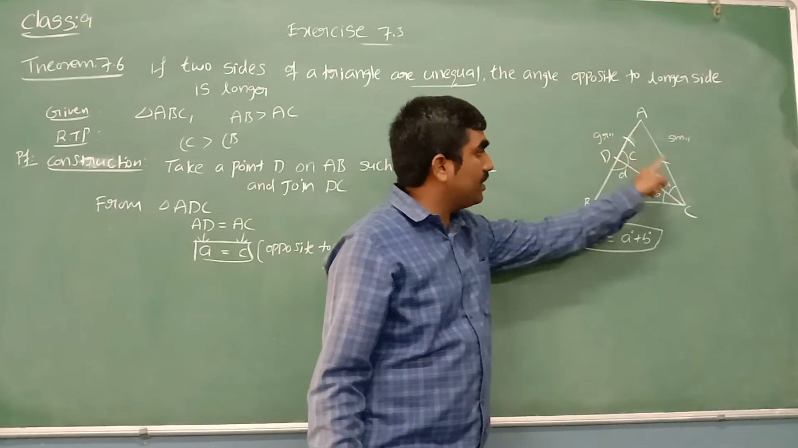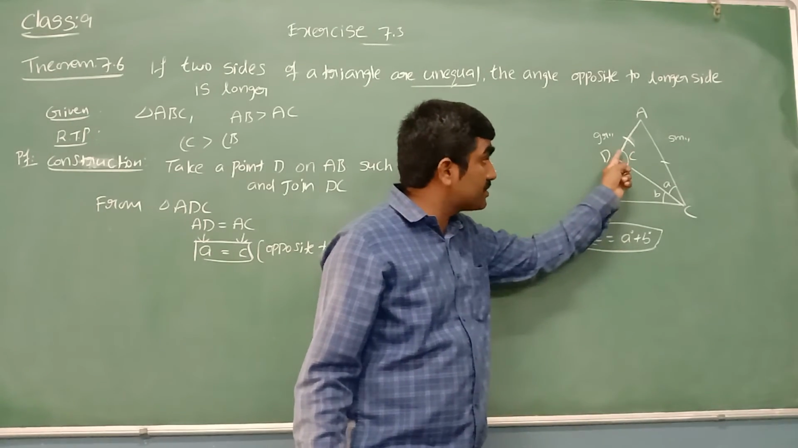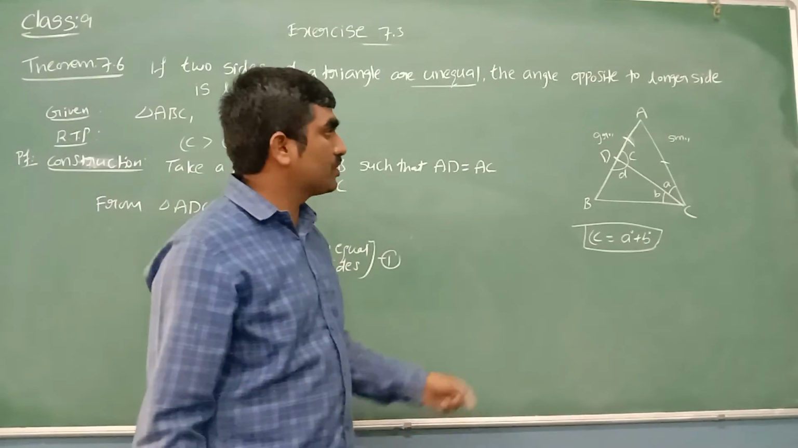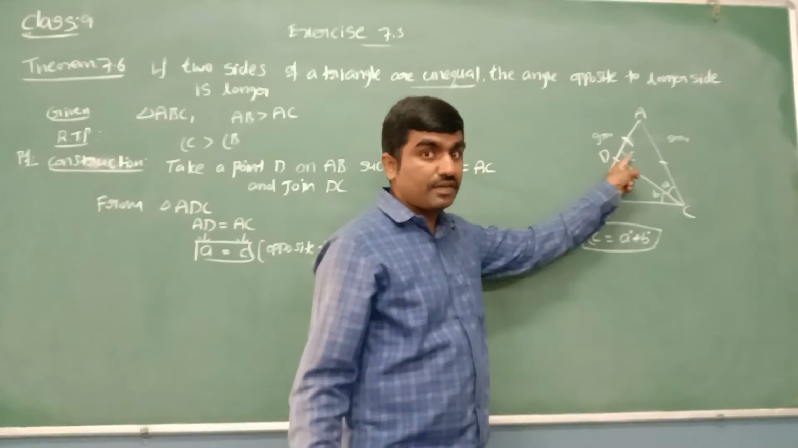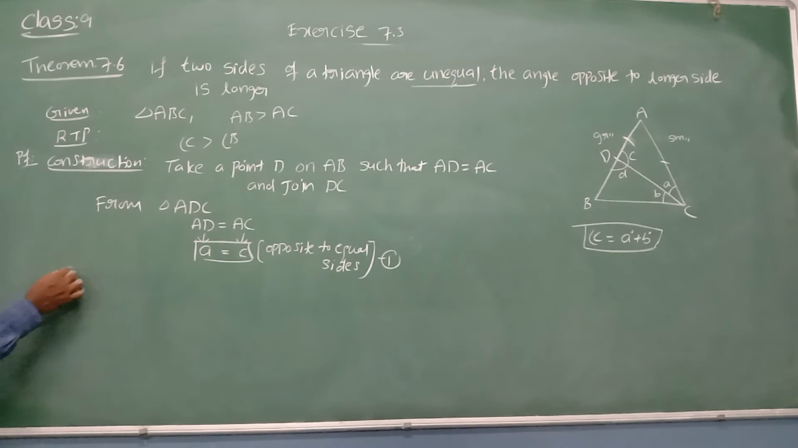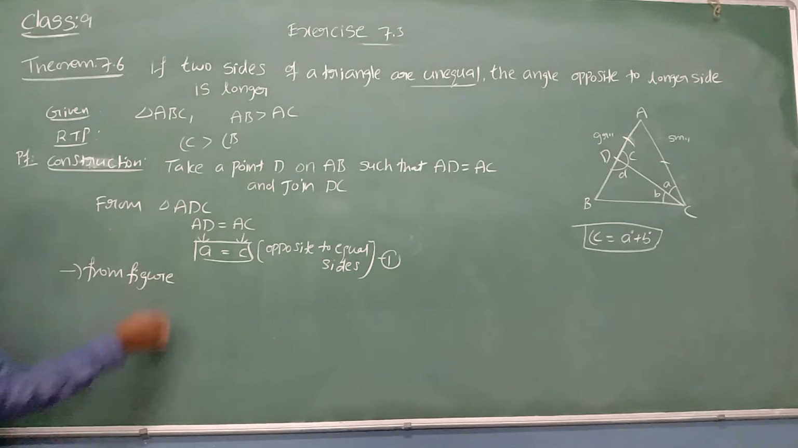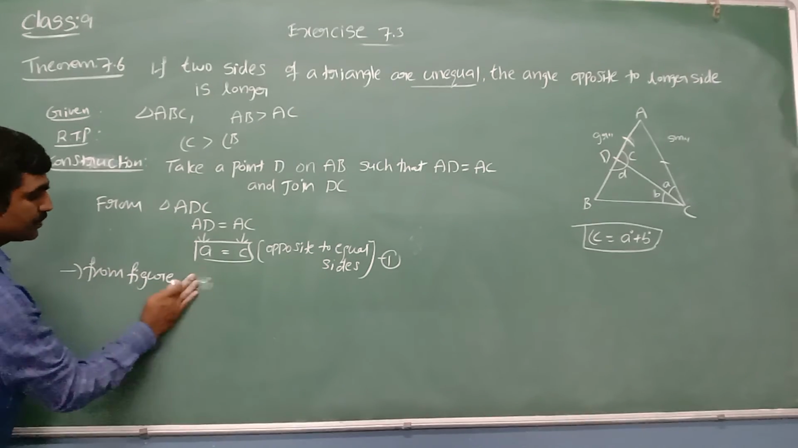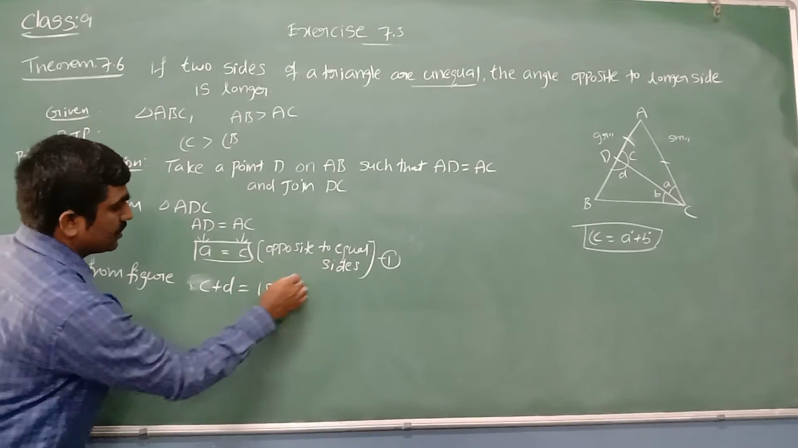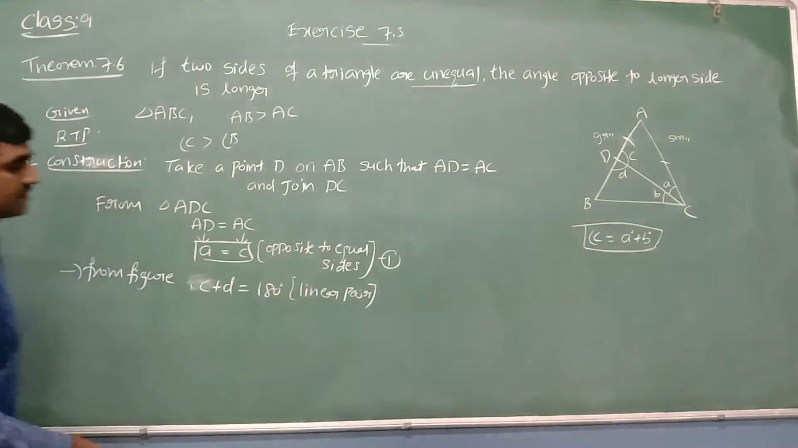I got C is equal to A, so we can write in terms of A. What is the relation between C and D? Can I say both are a linear pair? Yes, C plus D is equal to 180, so D we can express in terms of C. In the place of C we can write A also. Let me write from the figure: angle C plus D is equal to 180 degrees. What is the reason? Linear pair of angles.